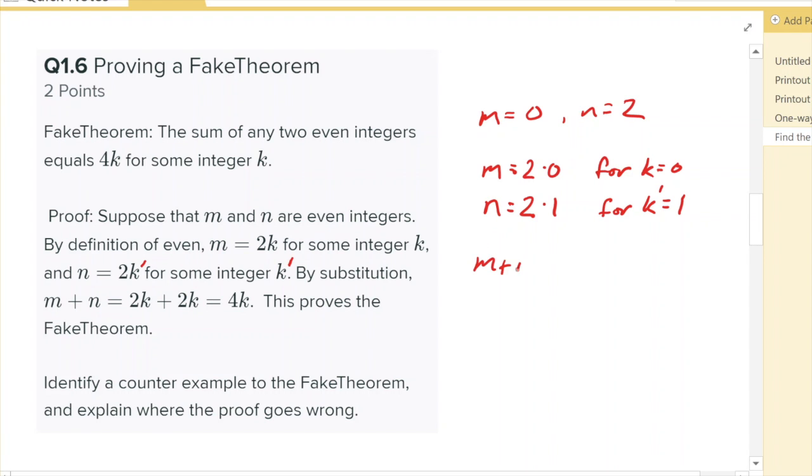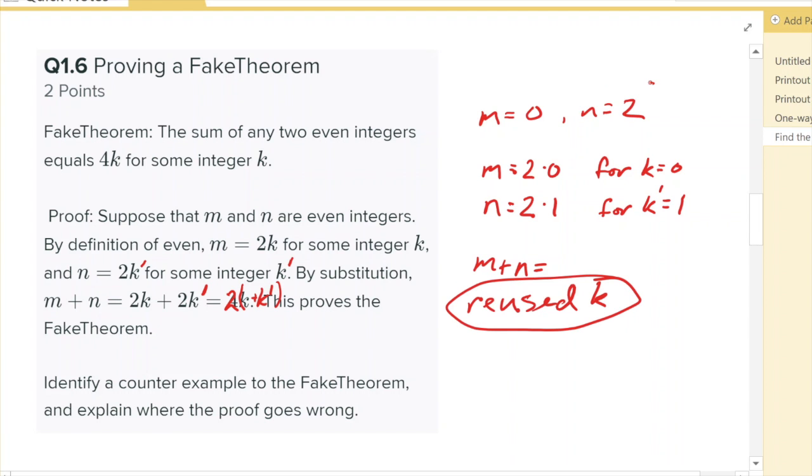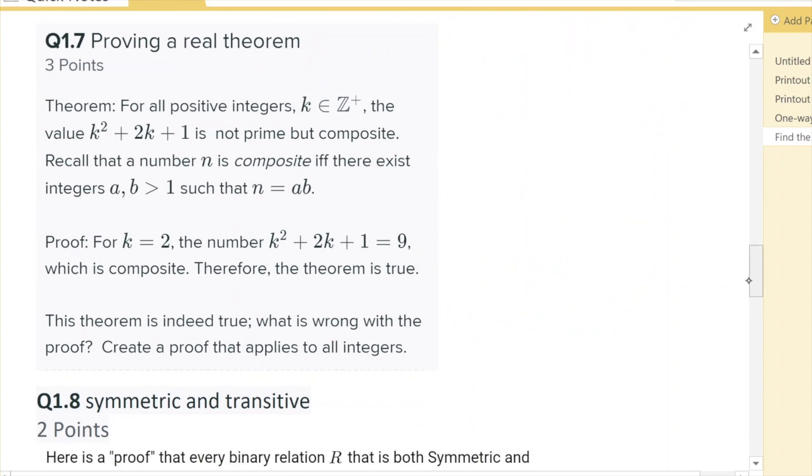And then it says m plus n equals 2k plus 2k prime, which is just 2 times k plus k prime. This shows what the problem is. We have reused k for two different values. And what we gave was already a counterexample to the theorem.